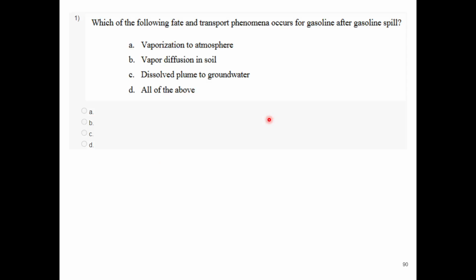Okay, so now let us try to understand it even better, in more depth, by solving some problems based on that. Let us go through the problems. The first question is: which of the following fate, okay, so fate is basically release of a contaminant into the environment. So which of the following fate and transport phenomena occurs for gasoline after a gasoline spill? Is it A, vaporization to atmosphere, B, vapor diffusion in soil, C, dissolved plume to groundwater, or D, all of the above? So out of A, B, C, D, which is the correct option?